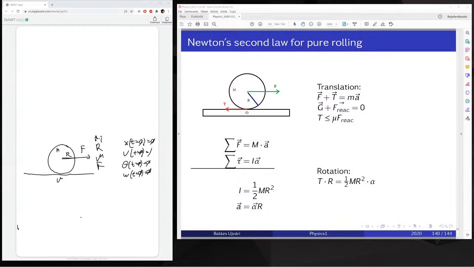Alright, how will it move? Do you remember what pure rolling and non-pure rolling are? What is the key point? We distinguish these two kinds of motions.